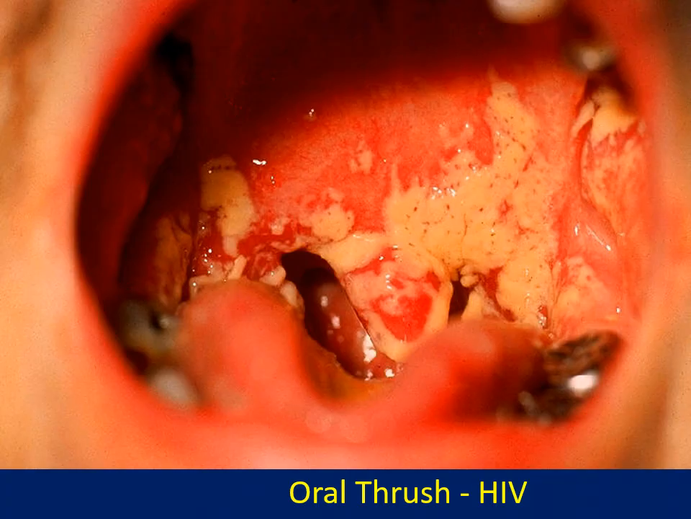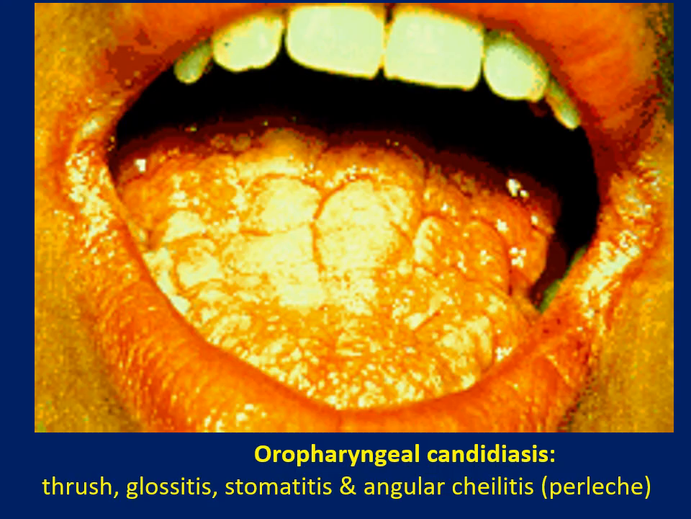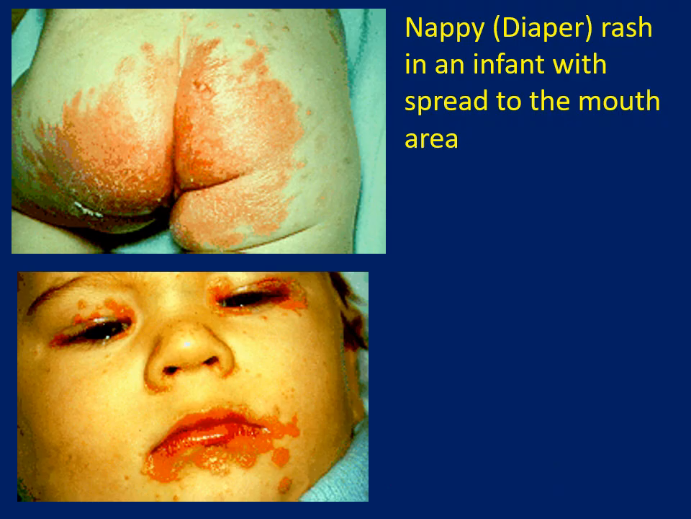This is the same oral thrush, but in an immunocompromised individual. This is an HIV/AIDS patient, and you can see the severity of the oral thrush here. And we know that in an immunocompromised individual, it can extend to cause esophagitis as well. This is severe oropharyngeal candidiasis as well, showing the thrush, the glossitis, the stomatitis, and angular cheilitis, as you can see here on the edges. This is typically also an immunocompromised or T-cell deficient patient.